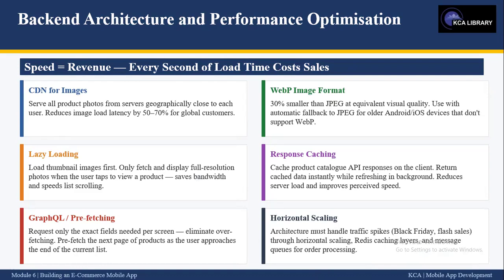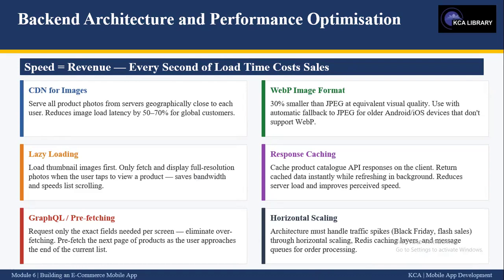CDN for images. Serve all product photos from servers geographically close to each user. Reduces image load latency by 50 to 70% for global customers. Lazy loading. Load thumbnail images first. Only load and display full resolution photos when the user taps to view a product. Save bandwidth and speed up list scrolling.